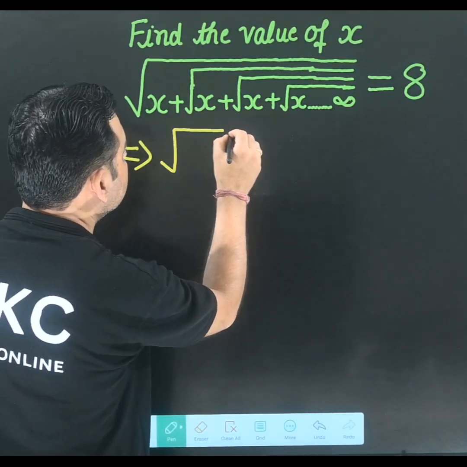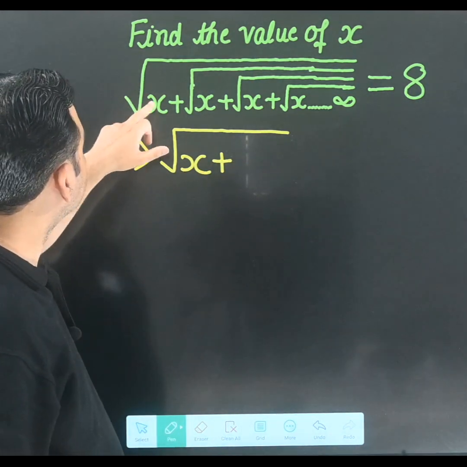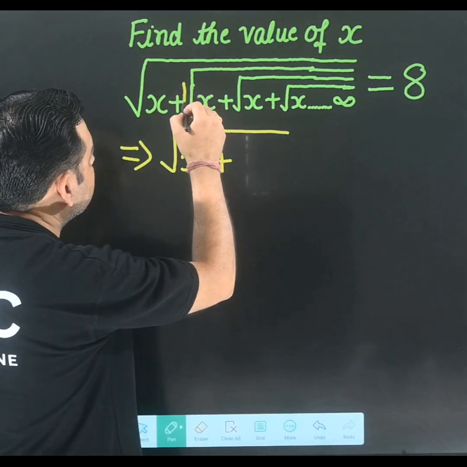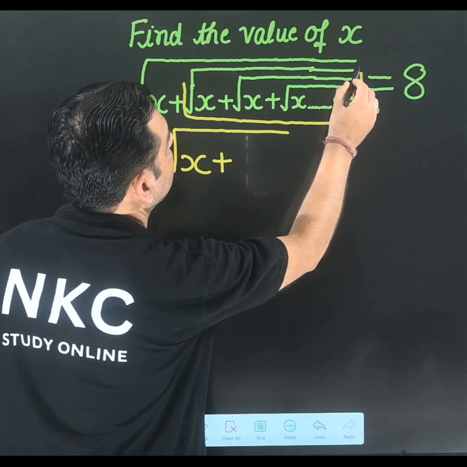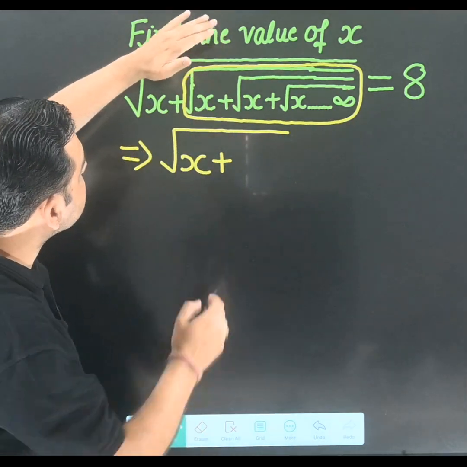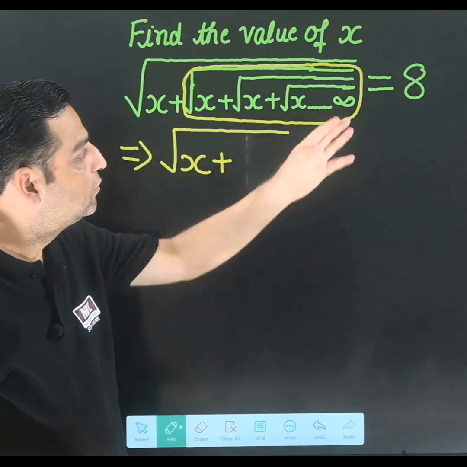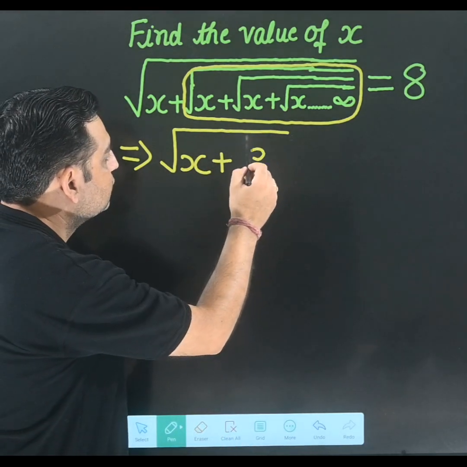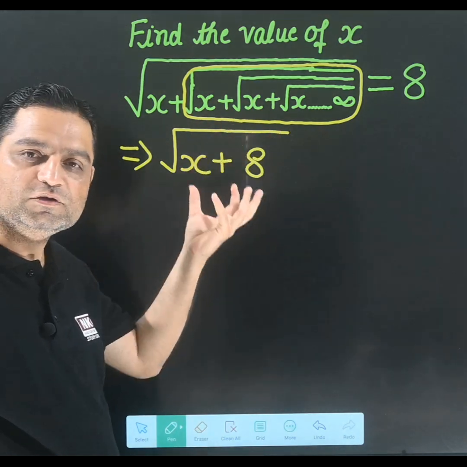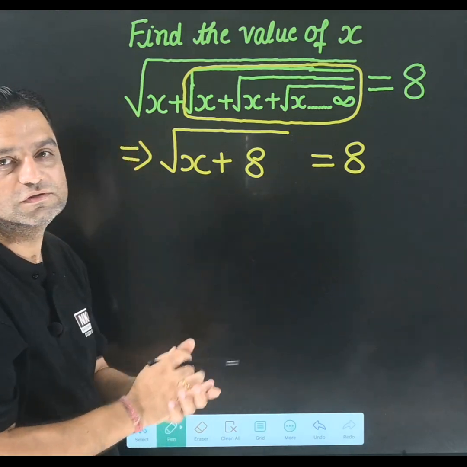What I am going to do, I am writing first value as it is, square root of x plus, I am writing it same way. Now consider this whole value. It is still the same thing as the similar question, square root of x plus square root of x plus x going up to infinity. It is given equal to 8. So I can directly write it 8, considering the same given situation inside. This is the basic concept which is used here.